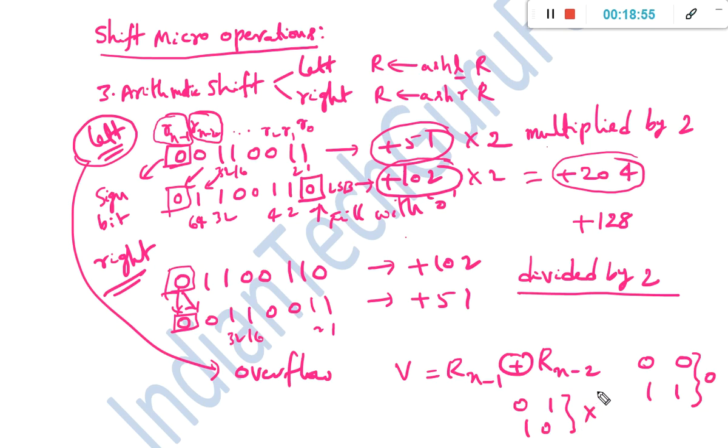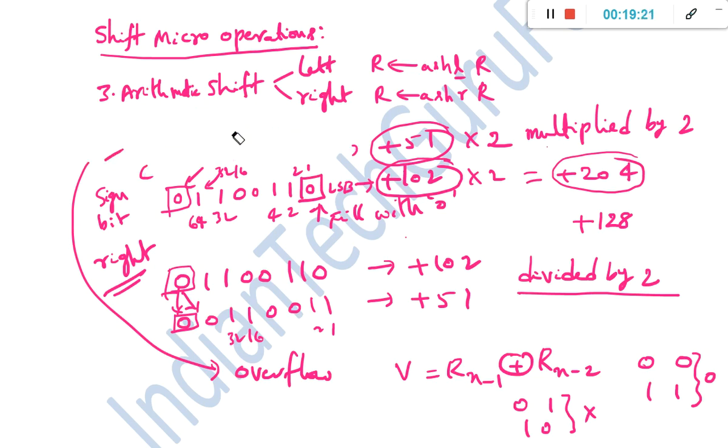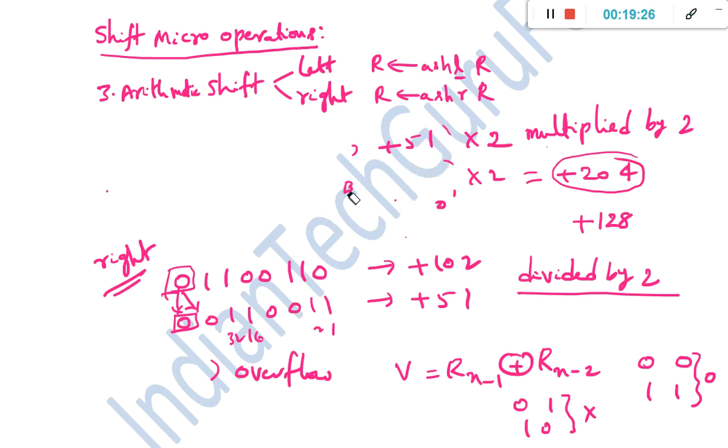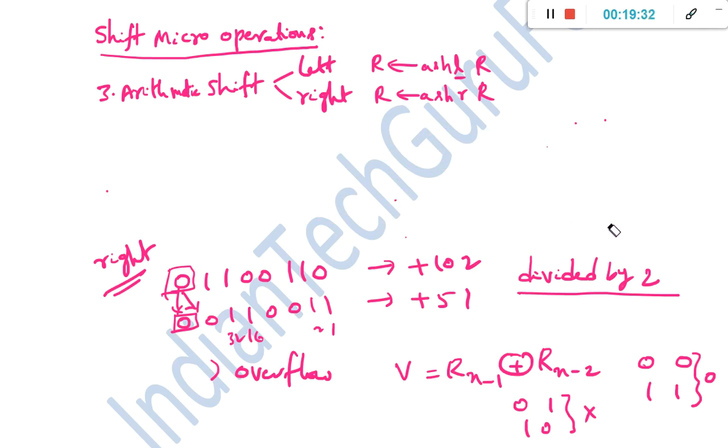Okay. So like this, we are going to perform the arithmetic left shift as well as arithmetic right shift operations. To have more clarity, let us consider negative numbers and try to perform the arithmetic left shift as well as arithmetic right shift operations. Then you are going to get more clarity because we need to consider the sign bit. We must be very careful while performing the arithmetic left shift as well as arithmetic right shift operations.